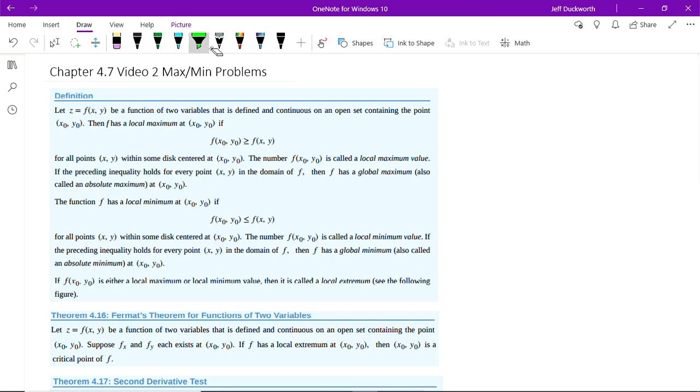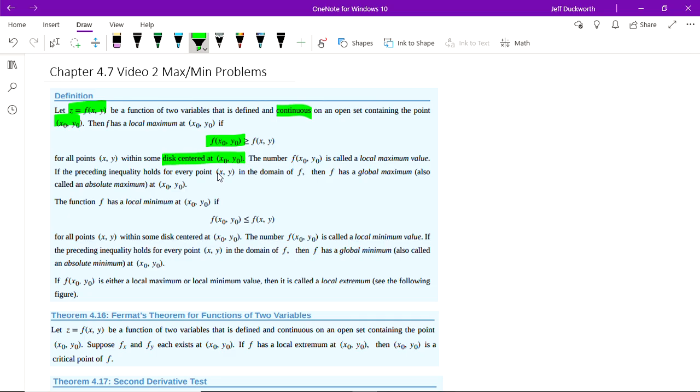So for this first definition, we're going to let our function be a two-variable function, which is continuous, which was necessary before, on an open set containing the point x naught, y naught. So we have a local maximum if our function at that point is greater than or equal to all function values with any x, y points in some disk centered at this x naught, y naught.